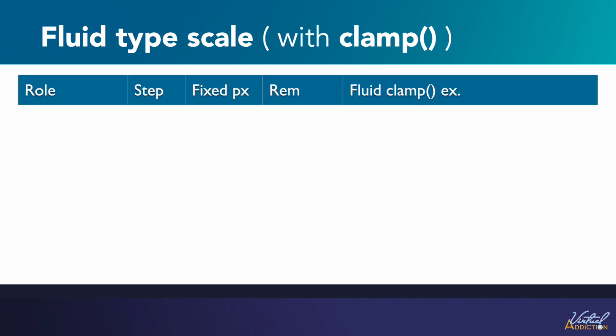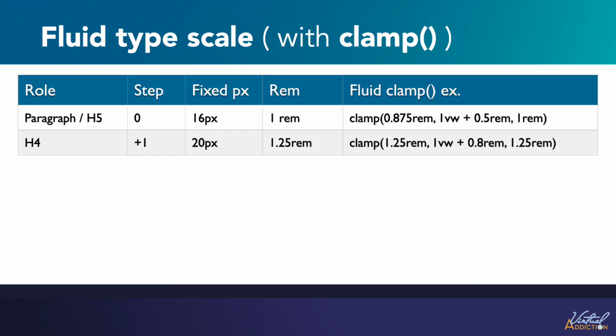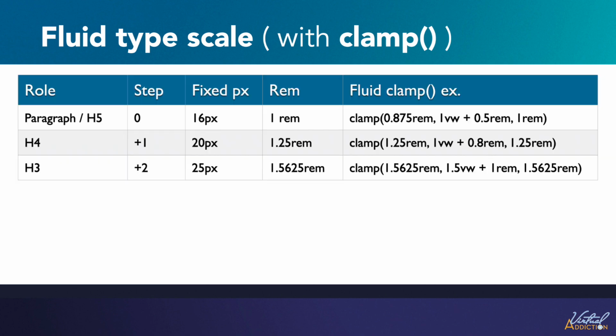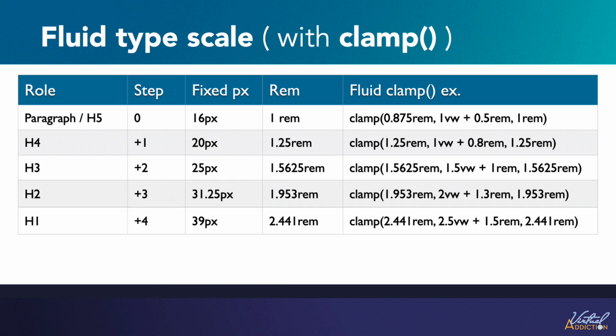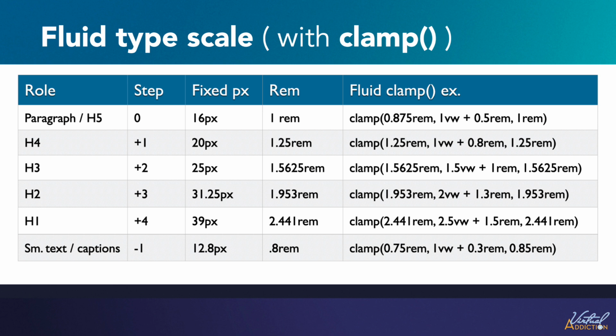Here is how we would build a fluid type scale. As you can see, I'm setting paragraphs and H5s to use a step of 0. This is going to allow the fixed pixel size to be 16 pixels or 1 rem. If we take the first line as an example, 0.875 rems is the minimum font size. The font will never go smaller than this. 0.875 rems is about 14 pixels if the root font size is 16 pixels.